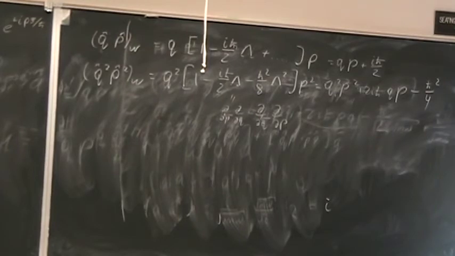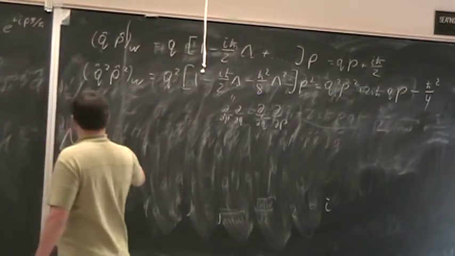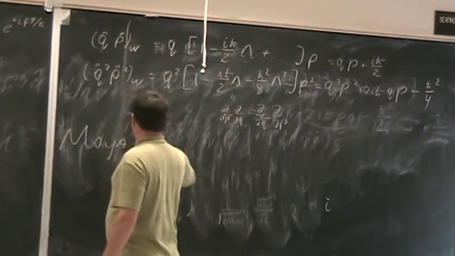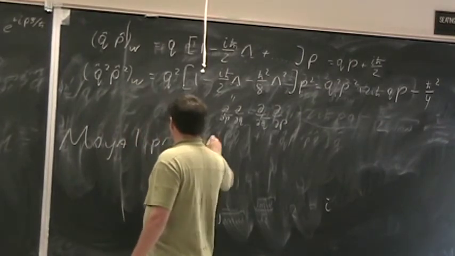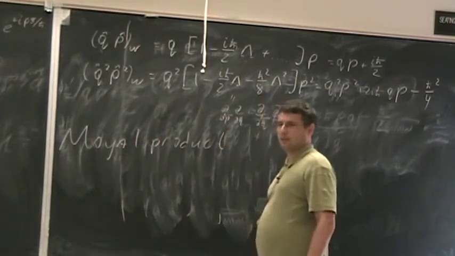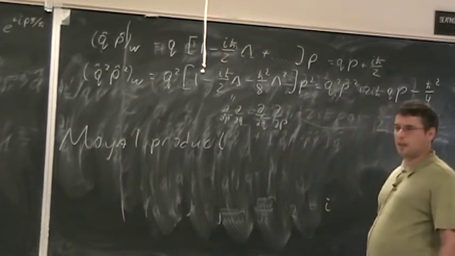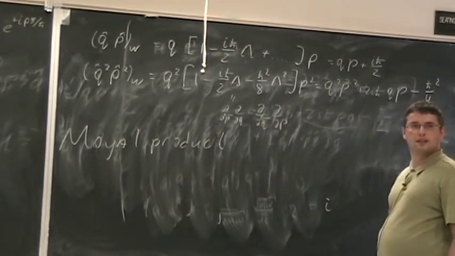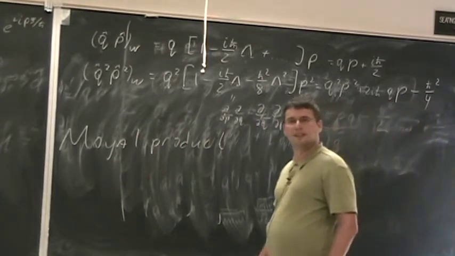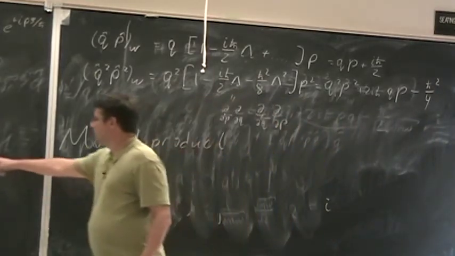What's this product called? Moyle? It's Moyle, yes, on the camera. It's called Moyle product. I think Alex should have used it because in Keldysh technique we've always used it all the time. But he definitely introduced the last line of lambda, omega 1, omega 2.